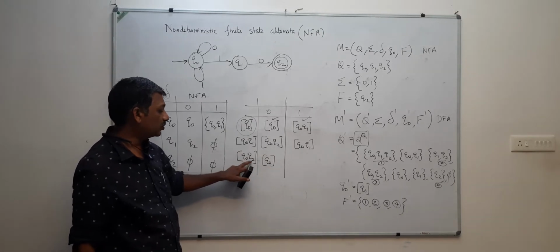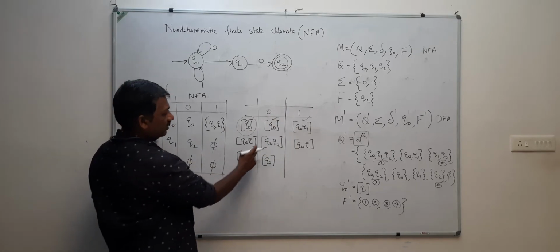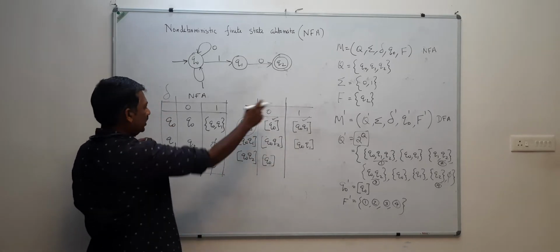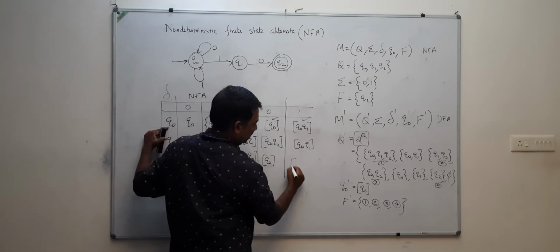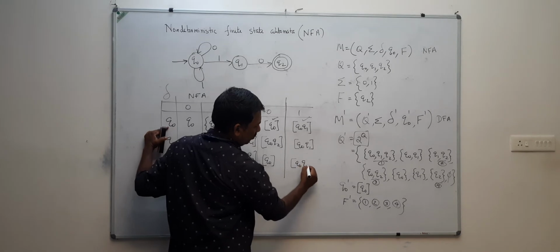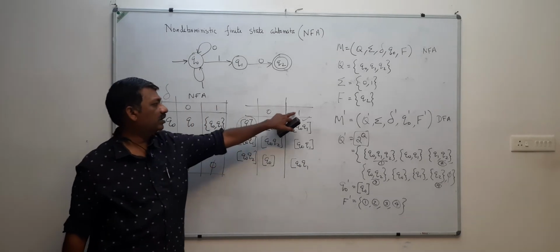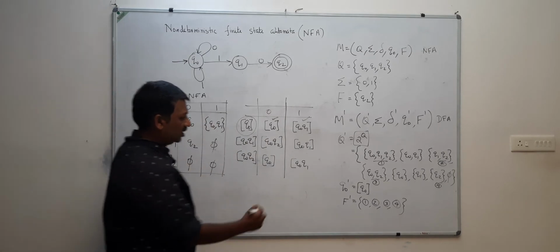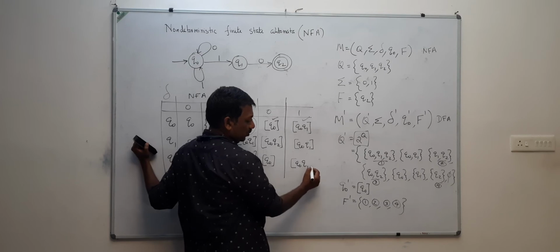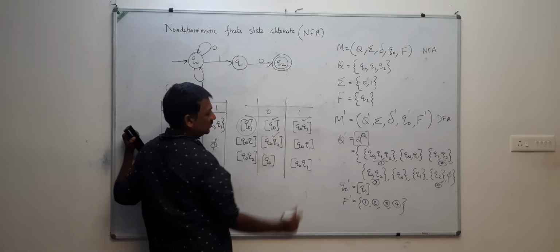And what about Q0 Q2 reading 1? Q0 Q2 reading 1 means Q0 on reading 1. What is Q0 on reading 1? It is Q0 Q1. And what about Q2 reading 1? Q2 reading 1 is phi. That means Q0 Q1 union phi is Q0 Q1. Okay. Now we have defined the transitions for this.